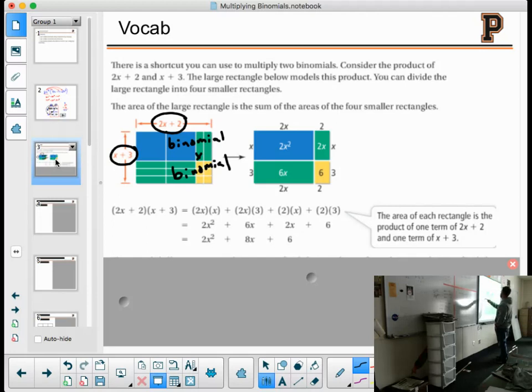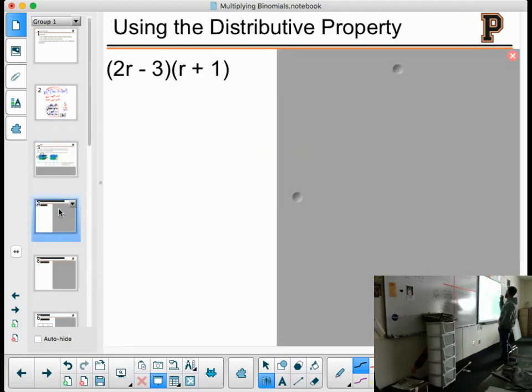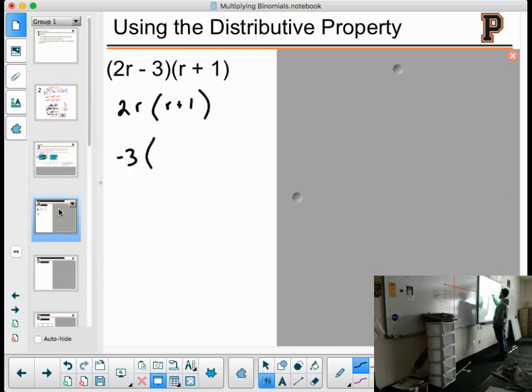We can come back to this if we want to, but we're going to just start up with a distributive technique, all right? And what the distributive technique basically says is we can break this into 2 different problems, all right? We can have 2r that's then multiplied by the entire thing, r plus 1. And we can also have negative 3 multiplied by the entire thing, r plus 1, right? And once we combine everything, we've got our actual product.